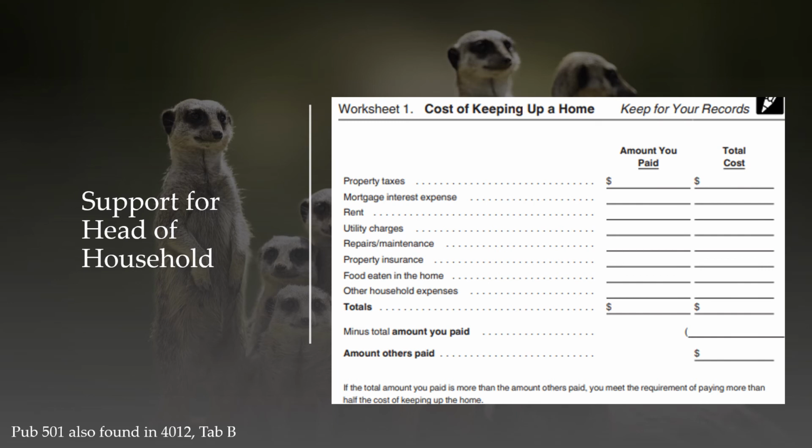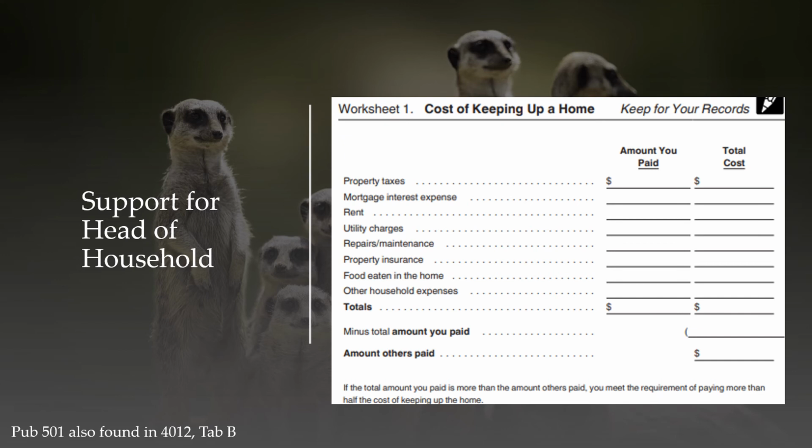Things like clothing are not part of the household support. It's just things like property taxes, mortgage, rent, utilities, repairs and maintenance. Food does count, and other kinds of household expenses. So not individual expenses, but household expenses.